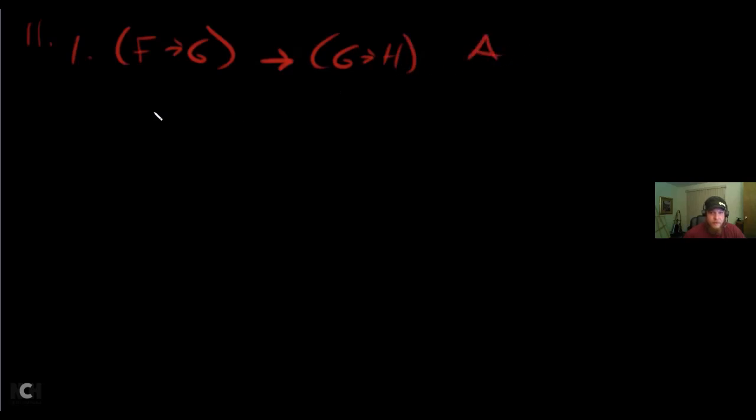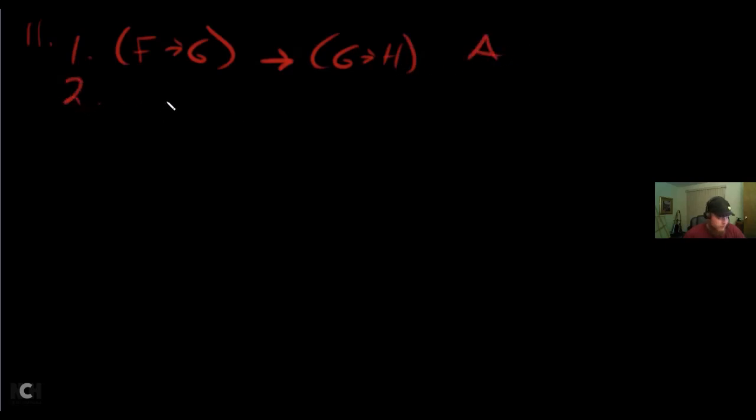All right, let's get into number 11. So number 11, this is also on page 23. We got our first line here. It is also a lot of parentheses going on. We got F arrow G in parentheses, arrow G arrow H. And that's our first assumption.